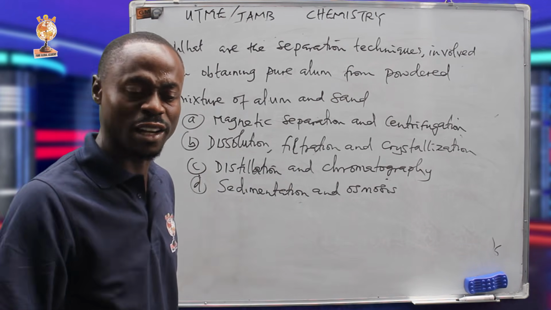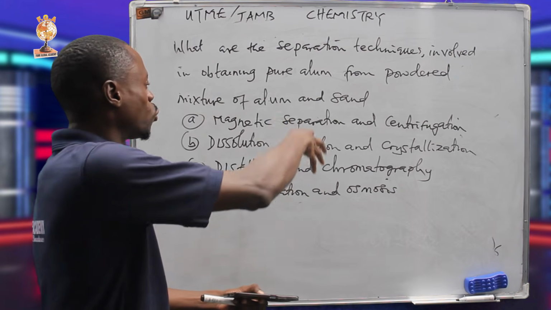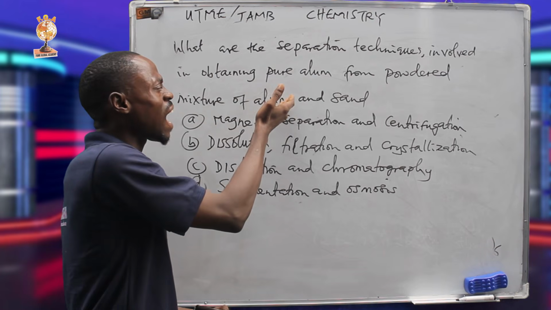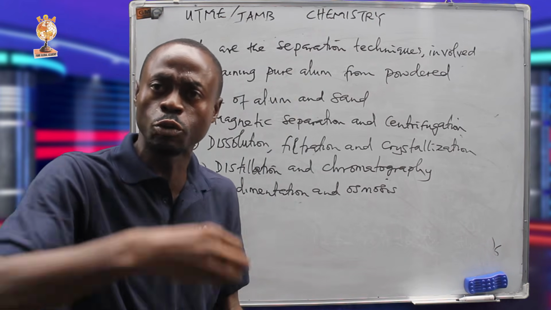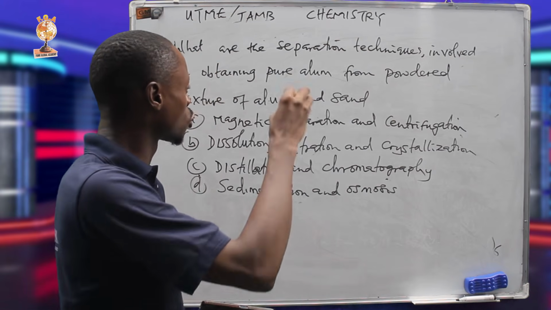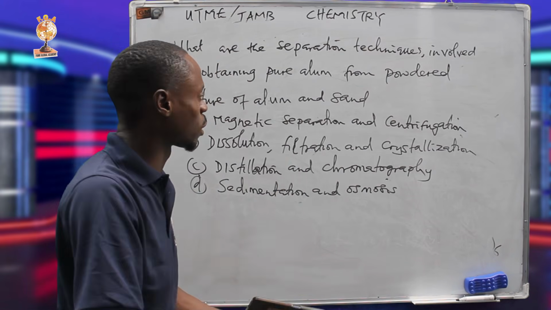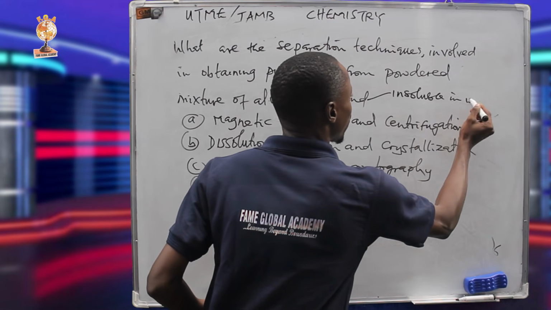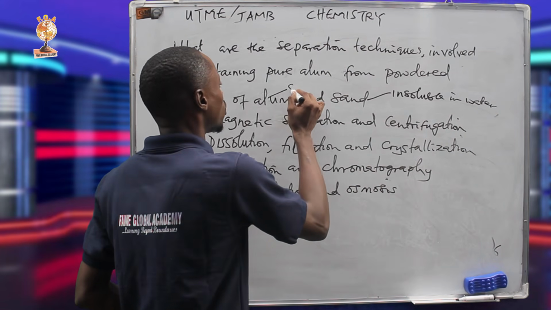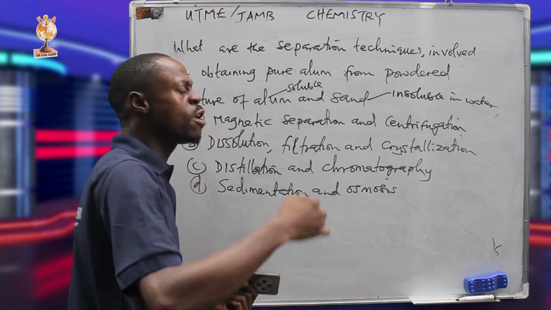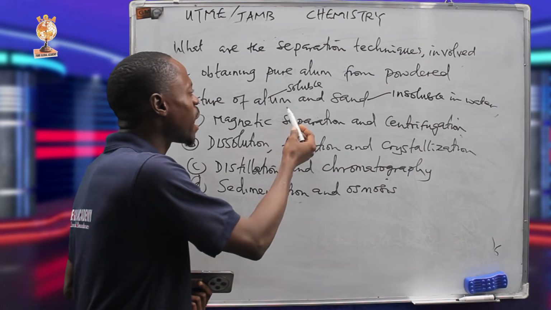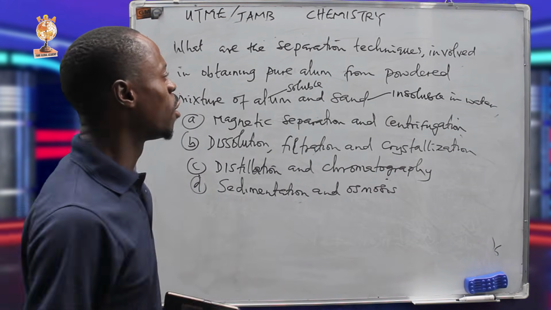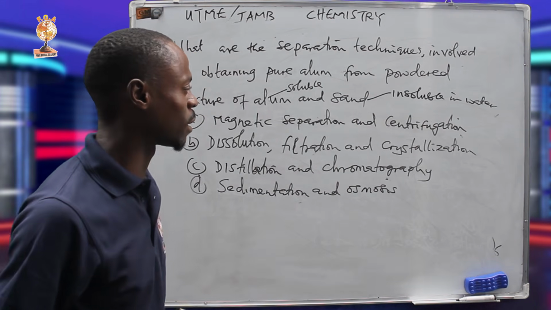When you mix both of them together, the first thing you do is add water to the mixture. That is what we call dissolution. When you add water to this mixture, the alum, which is in the fine form, is soluble. It will dissolve in the water. But sand is insoluble in water. So immediately you add water, the fine powdered alum will dissolve in the water that you have added, but the sand will not dissolve. It will remain in that manner.